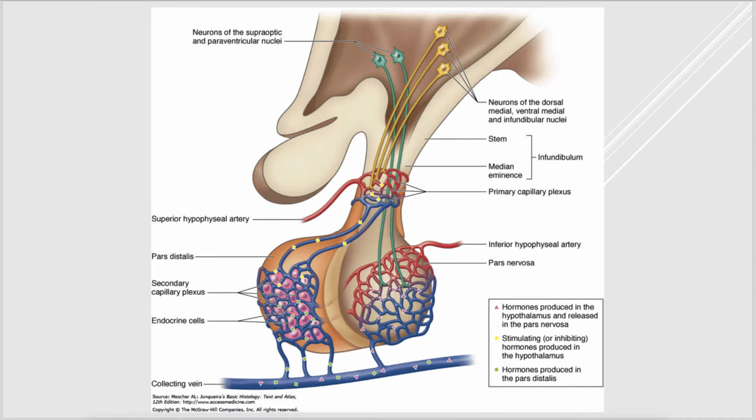So here we can see the anatomical relationship between the hypothalamus, which is up here, and the pituitary gland, which is down here. So this is the infundibulum. This is the physical connection. This is the hypophyseal portal system. This is the network of blood vessels that connects basically the hypothalamus and the anterior pituitary. And we'll talk more about their specific relationships here in a second.